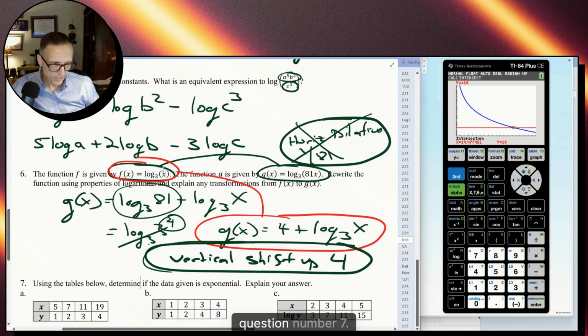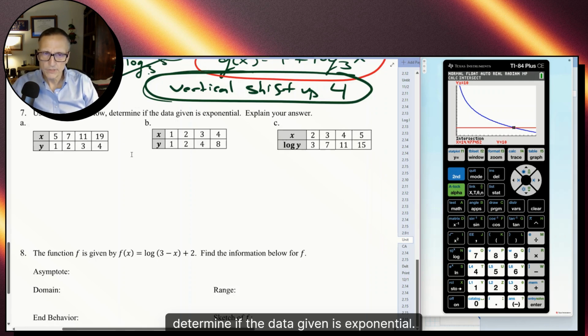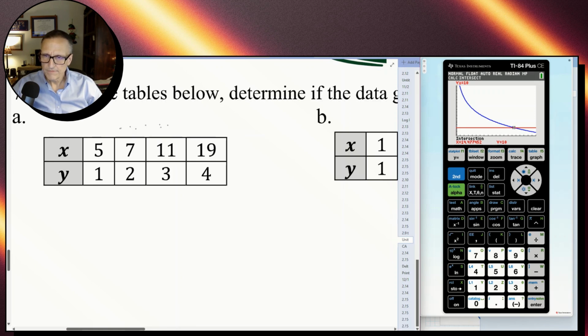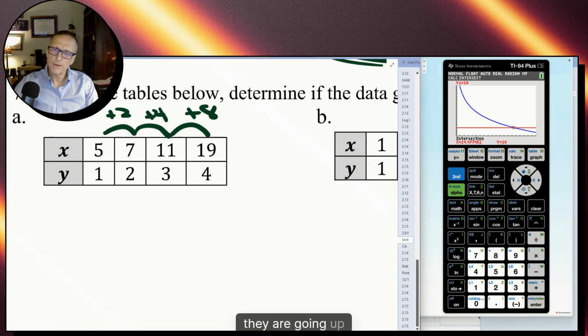What they'd be wanting you to recognize is the vertical shift up by 4. Next question. Number 7, using the tables below, determine if the data given is exponential. Explain your answer. Well, let's take a look at the data here. What I notice is that as I move left to right, my x's are increasing at different rates. 5 goes to 7, that's an increase of 2. That's an increase of 4. That's an increase of 8. So my inputs are proportional, it looks like. They are going up by a factor of 2 every time.